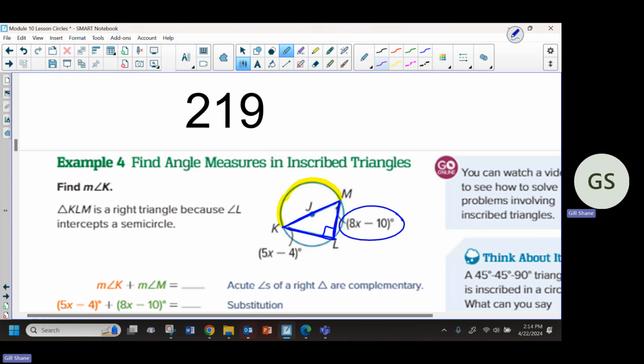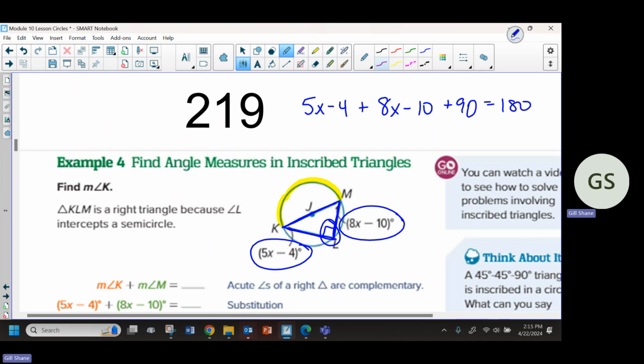Well, that means this is the measure of angle M. This is the measure of angle K. And then this we know is the measure of L, which is 90. I know all three of those added up have to be 180 because all the interior angles of the triangle add up to 180. So that would be my equation to solving that.